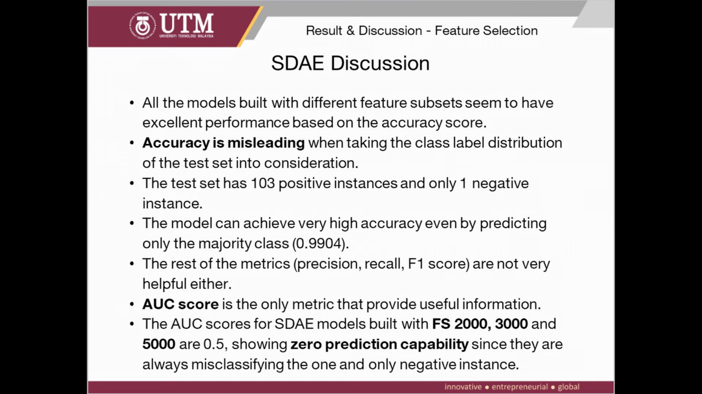The model can achieve very high accuracy even by predicting only the majority class, which is 0.9904. The rest of the metrics, such as the precision, recall, and F1 score, are not very helpful either. AUC score is the only metric that provides useful information. The AUC scores for SDAE models built with FS2000, 3000 and 5000 are 0.5, showing zero prediction capability since they are always misclassifying the one and only negative instance.